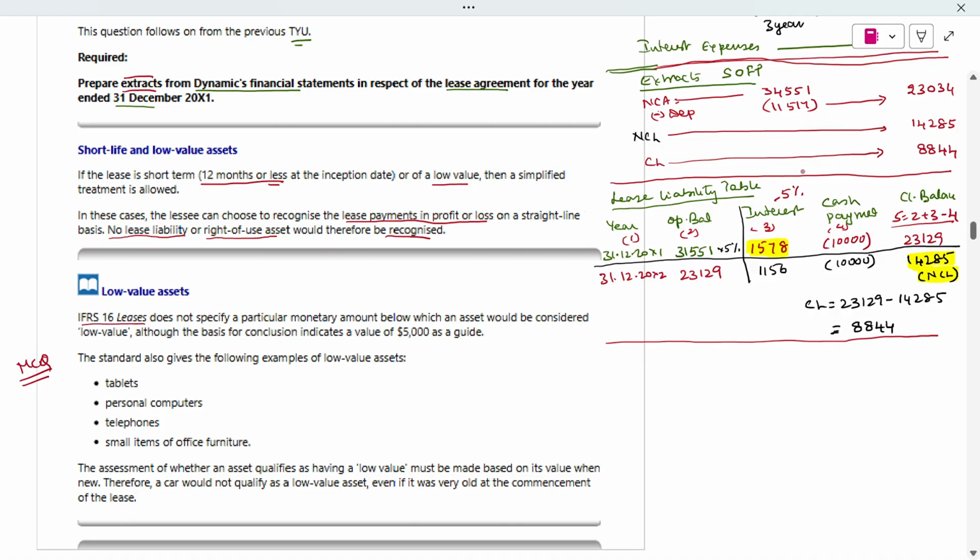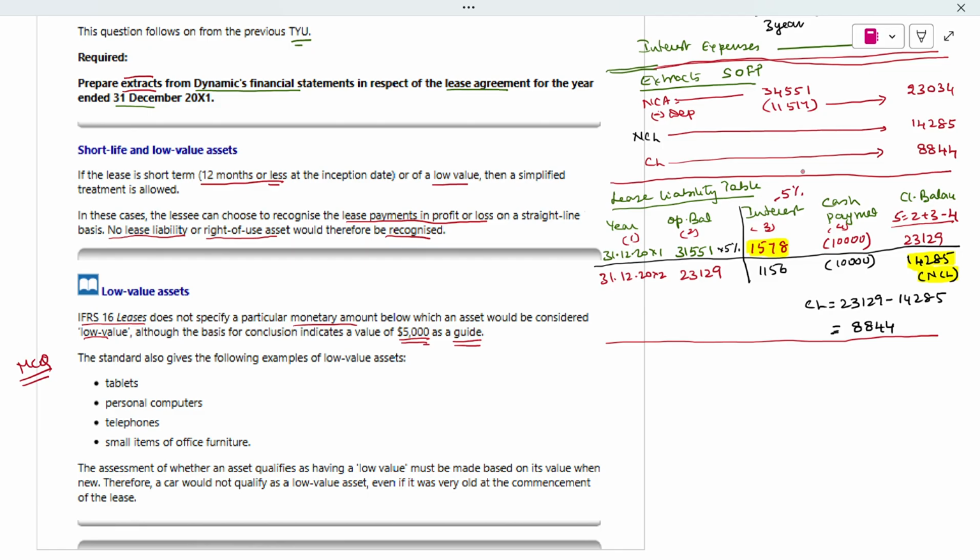IFRS 16 does not specify a monetary amount. They do not say what the low value or the high value is, or at which amount an asset should be considered low value. There is a sum indicating less than $5,000. If it is less than 5,000, but this is not a condition. This is only an idea. Is it right? It is only an idea.